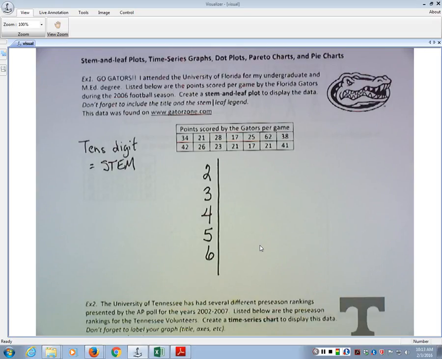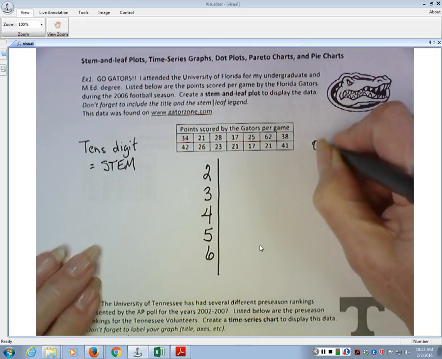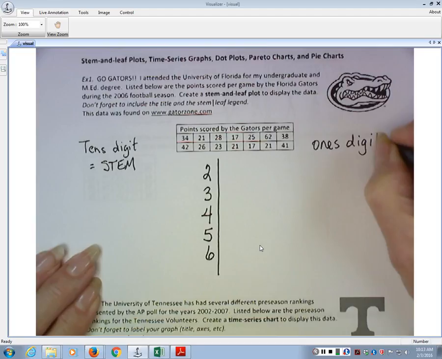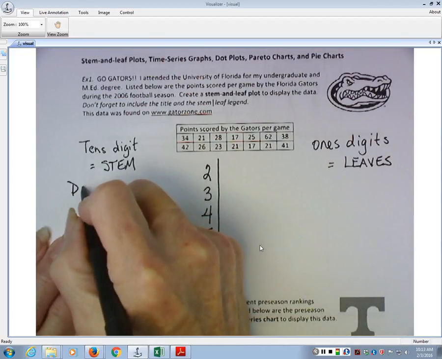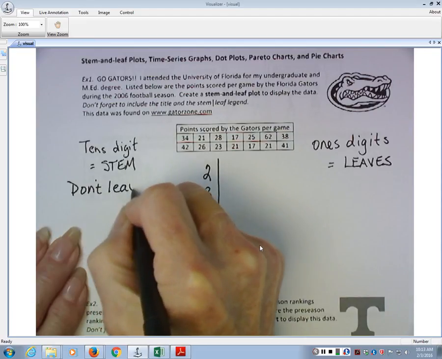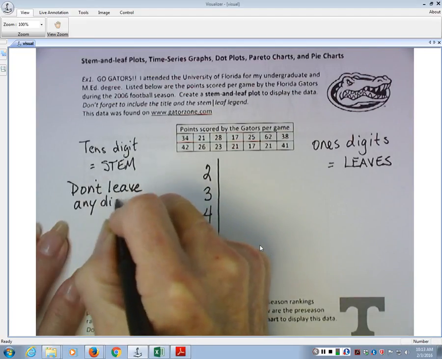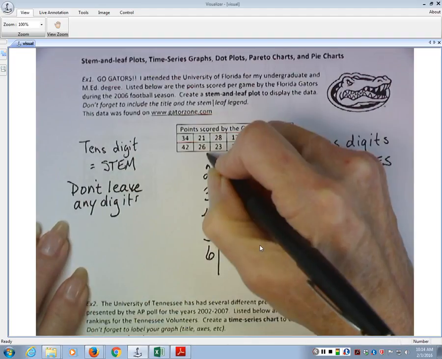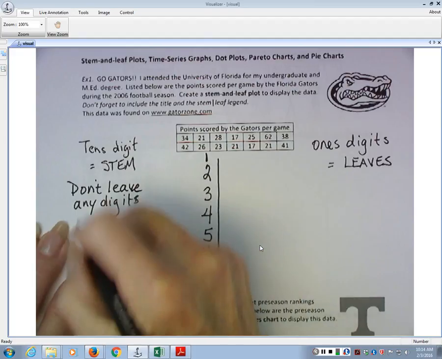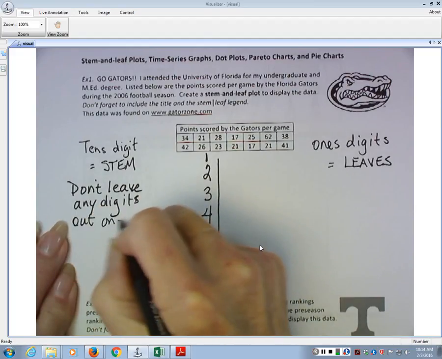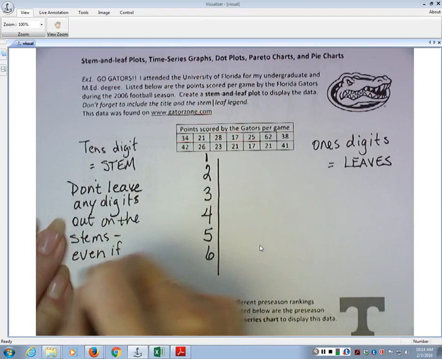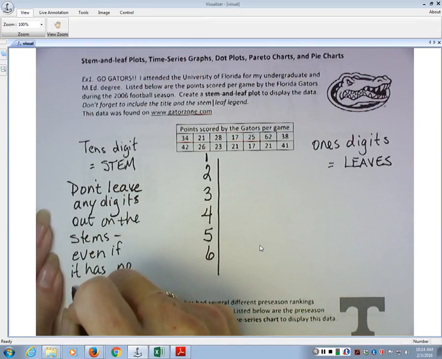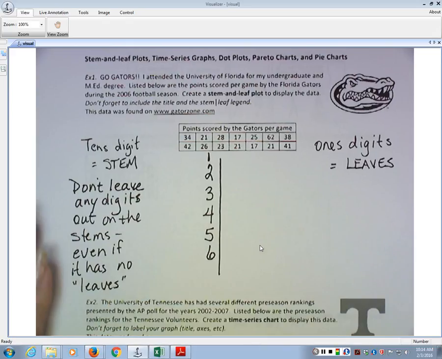And then we're going to go through the data, and we're going to use the ones digits as the leaves. And once again, it's important, don't leave any digits out on the stem. Where's the 1? Oh, the 1 should be up there, yes, because we have a 17. So it's really important that we included that 5.